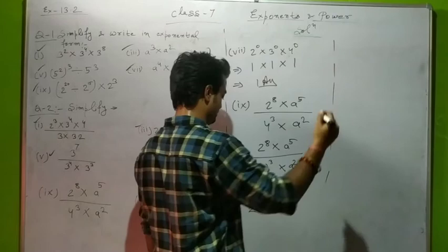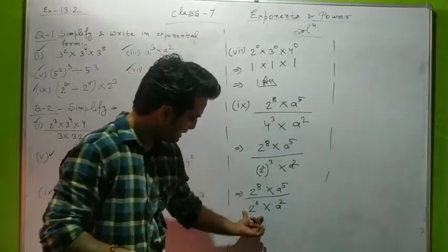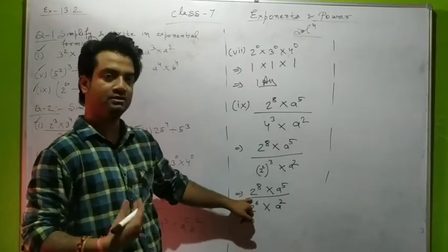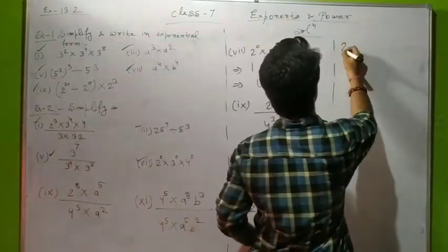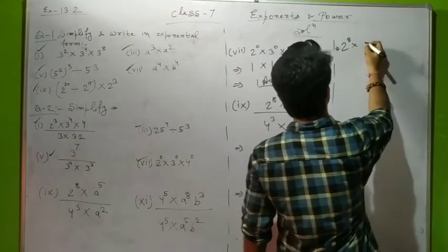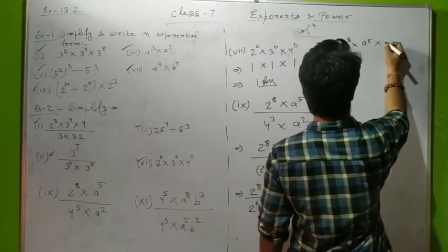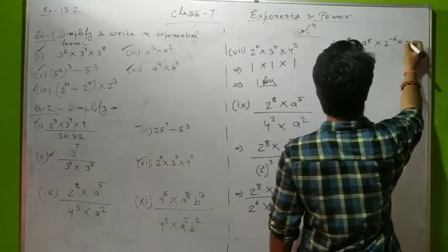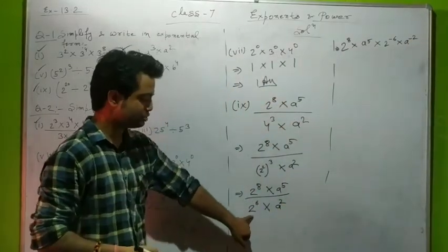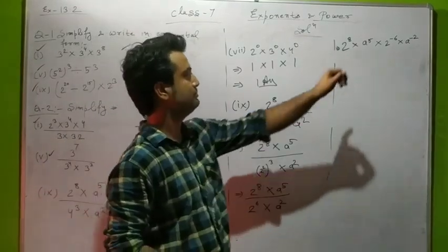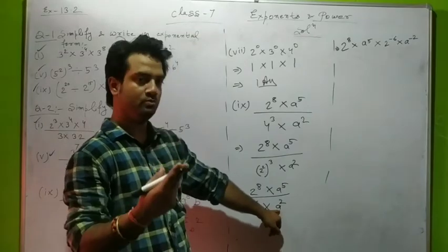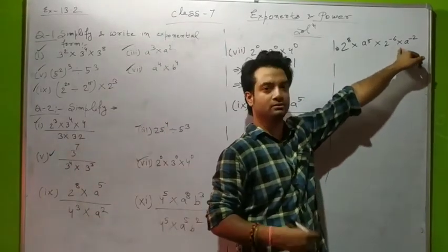Now what will we do? We will write the denominators as numerator by changing the sign of their exponent. So it can be written as 2 raised to the power 8 into a raised to the power 5 into 2 raised to the power minus 6 into a raised to the power minus 2. It was 2 raised to the power 6, that is why it became 2 raised to the power minus 6. It was a raised to the power 2, that is why it became a raised to the power minus 2.